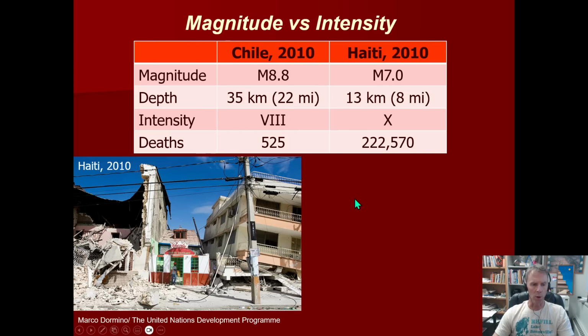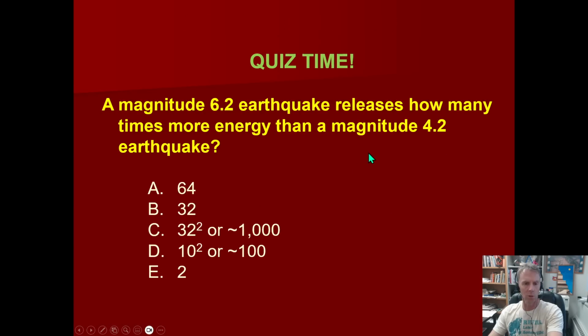So okay, last thing, the quiz time. Let's do a quiz question to round out this episode. So what we have here is we're going to compare 2 earthquakes. We've learned about magnitude, and we've learned it's a logarithmic scale. So a magnitude 6.2 earthquake releases how many times more energy, or how much more energy, than a magnitude 4.2 earthquake? There's your options there. So if you need to pause the video and think about it, or do some complex calculations, go ahead and pause the video.